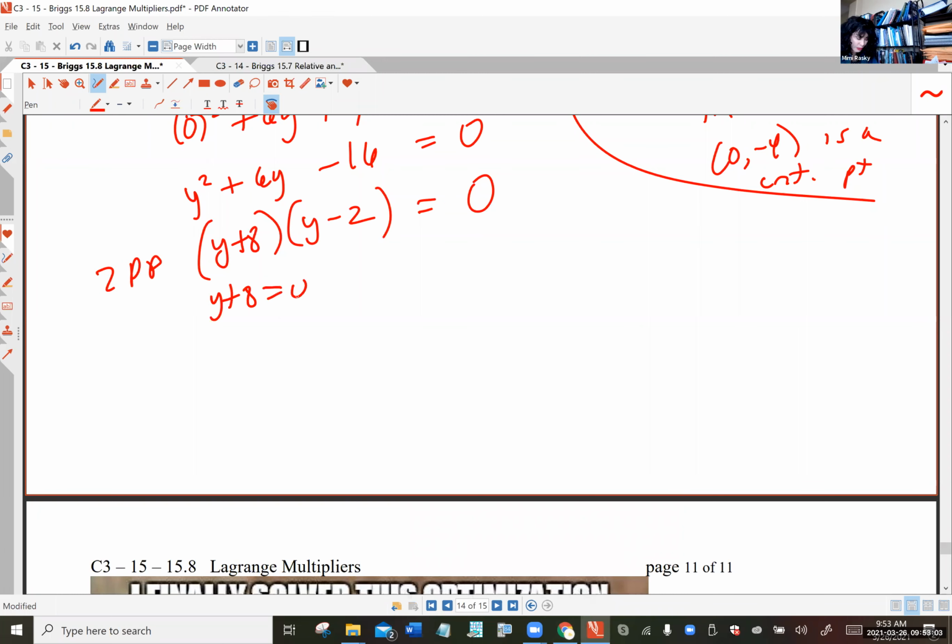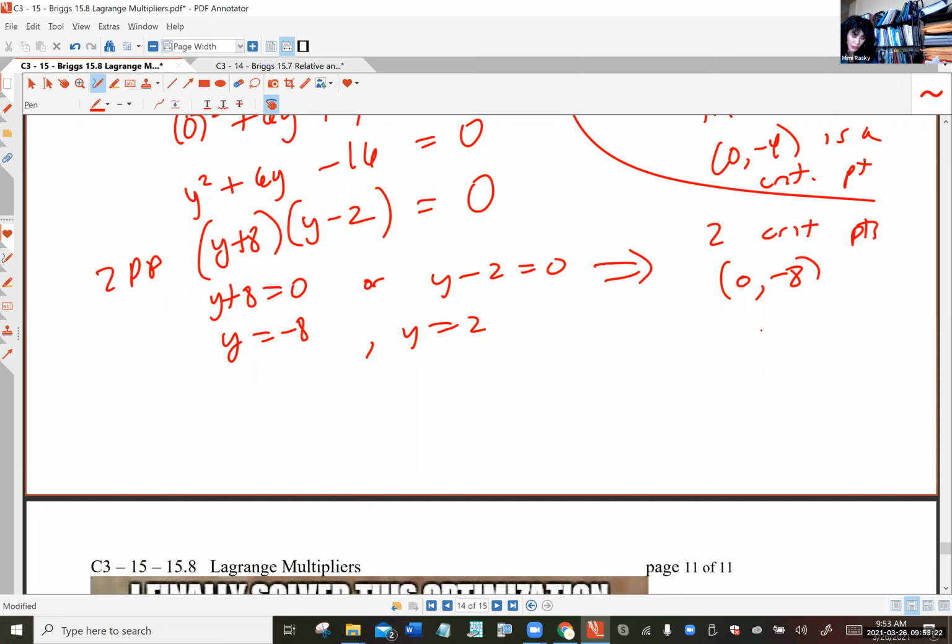So what am I saying? y plus 8 equals 0 or y minus 2 equals 0. Well, then I get two answers. Yeah, I know. So we're saying there are two critical points that just came up. One of them is when x is 0 and y is negative 8. The other one is when x is 0 and y is 2.